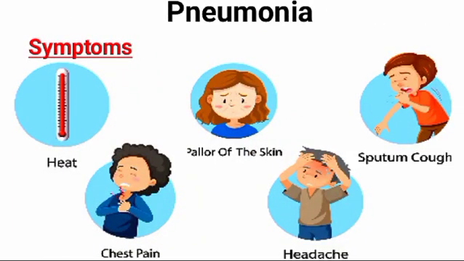Now let's talk about the symptoms of pneumonia. The signs and symptoms of pneumonia vary from mild to severe depending on factors such as the type of germ causing the infection and your age and overall health. The symptoms of pneumonia are cough that produces green, yellow, or bloody mucus, fever, pale skin, sputum cough, chest pain, headache, rapid pulse, rapid breathing, shaking chills, shortness of breath, and etc.